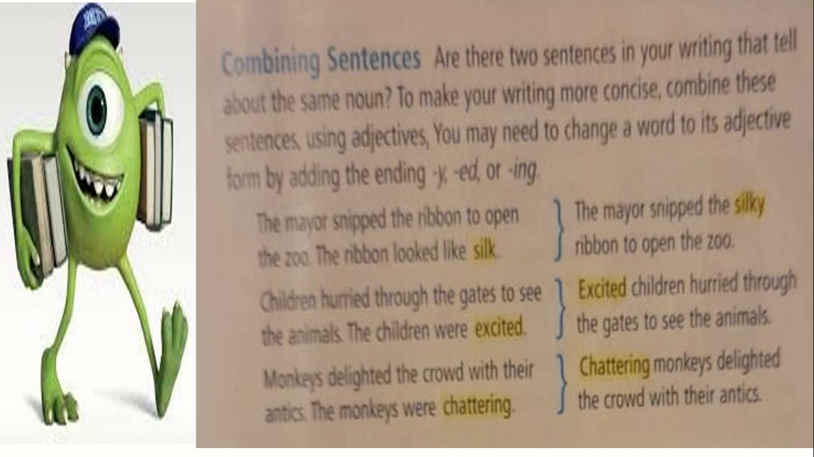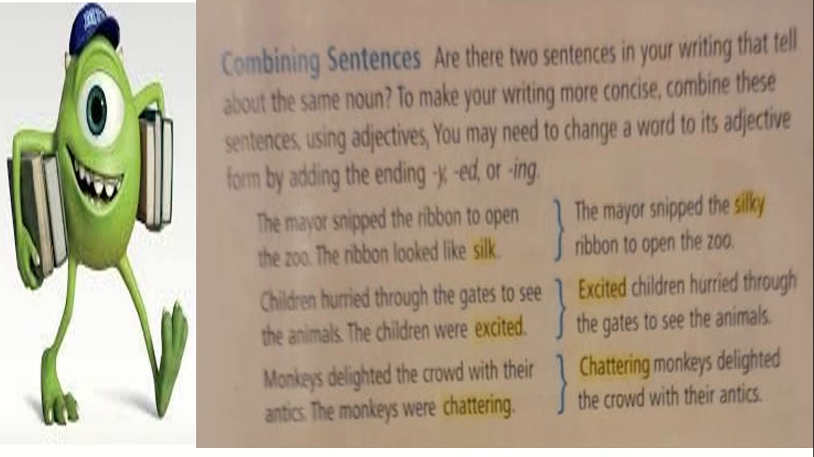Let's read example 1. I want you to copy this in your notebook. The mayor snipped the ribbon to open the zoo. The ribbon looked like silk. The word silk is the word that will turn into an adjective. We will combine these 2 sentences. We will use the word silk to describe ribbon. The mayor snipped the silky ribbon to open the zoo. If you notice, we add the y to the word silk that turns it into the adjective form silky.